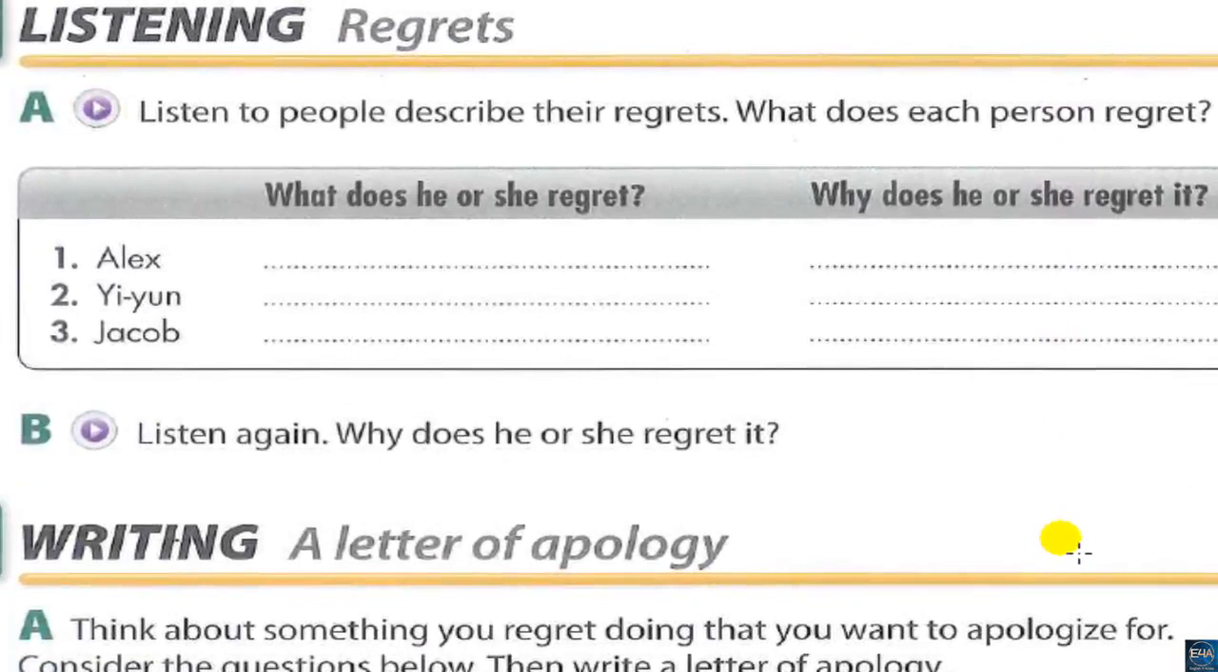Exercise number 11, listening, regrets. So in this exercise, you're going to listen to three people. You write in the first part, what is the regret and why does he or she regret it? Page 76, exercise 11, listening. Regrets. Part A. Listen to people describe their regrets. What does each person regret?